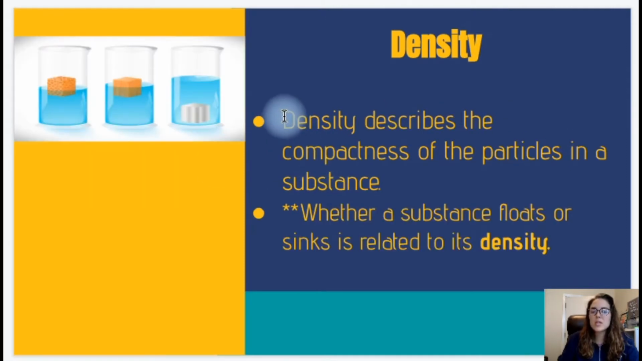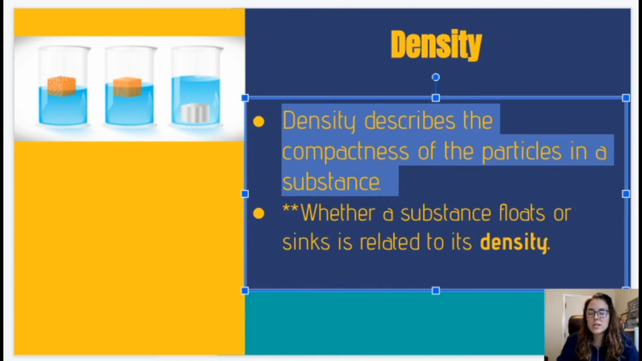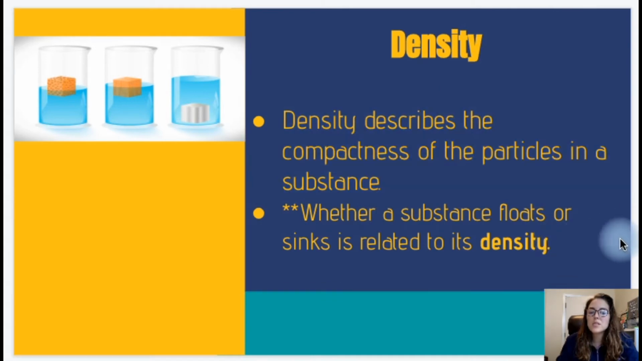Okay? So density describes the compactness of the particles in a substance, and whether a substance floats or sinks is related to its density. So you're going to notice in this picture, this looks kind of spongy, it's floating, this is a little bit heavier, it's a little lower, and now we have a very dense object that sinks. Okay? Make sure you write down everything on this slide.